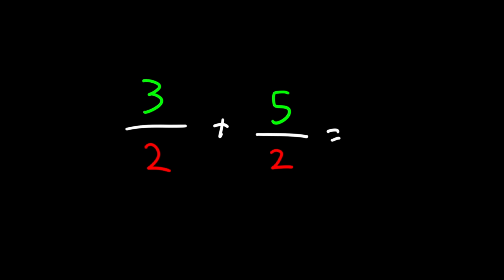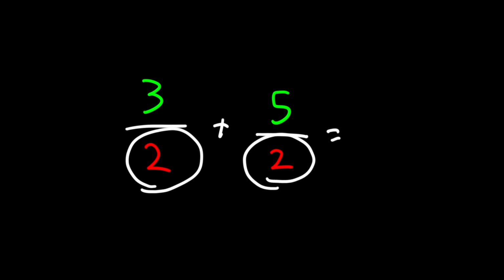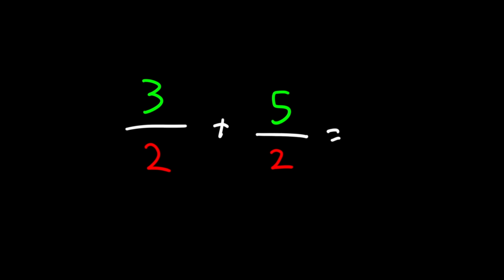How can we add these fractions together? First, let's check if the denominators are the same. Notice how this fraction has a denominator of 2, and this fraction has a denominator of 2 as well. So that means since the denominators are the same, we're allowed to add these fractions together.